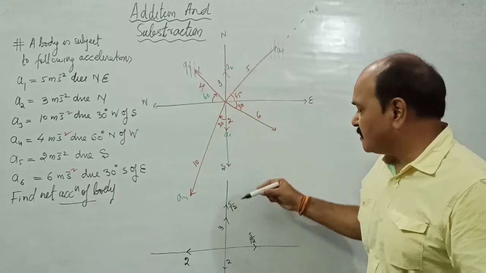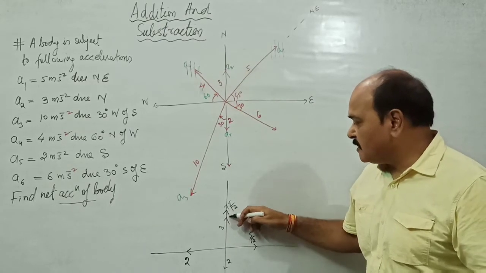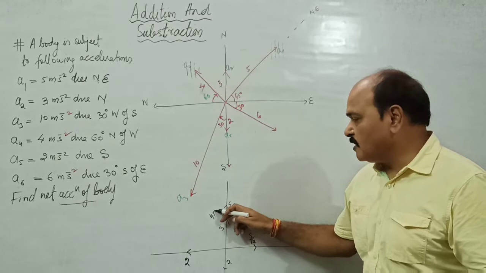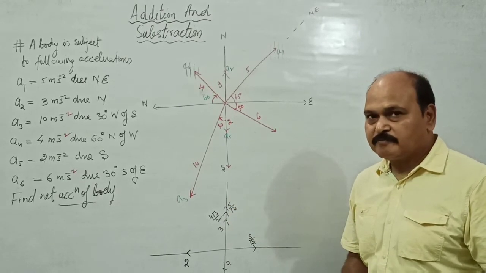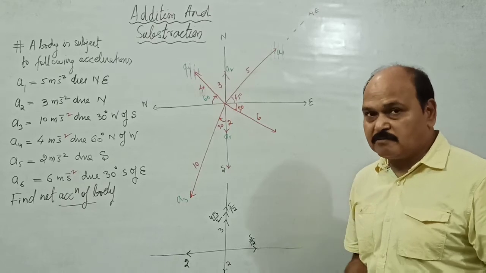Sin 60 in this direction. 4 sin 60 would be like this. That is 4 root 3 by 2, since sin 60 is root 3 by 2. I am doing the calculation also simultaneously.